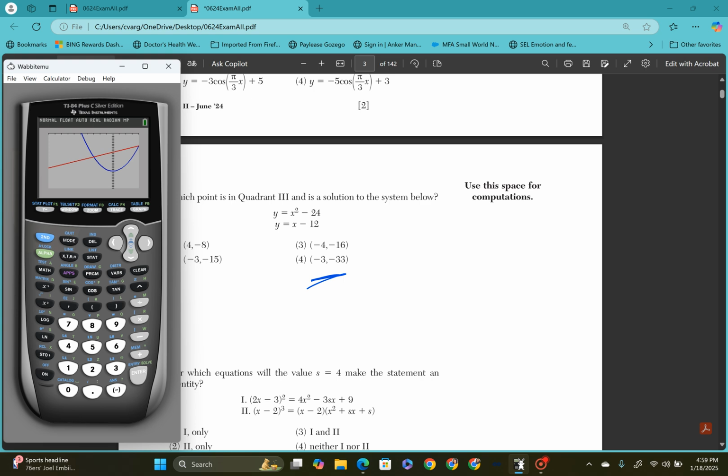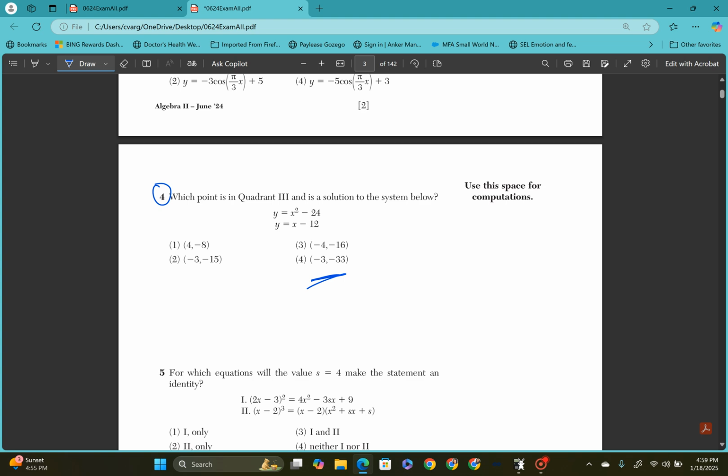So there are two solutions. It says which point is in quadrant 3. So I see the point in quadrant 3, which is where I'm at. So second trace, option number 5 is intersection, just like before. I'm going to hit enter, enter, enter, and it's going to give it to me. -3 comma -15. So that is answer choice 2.